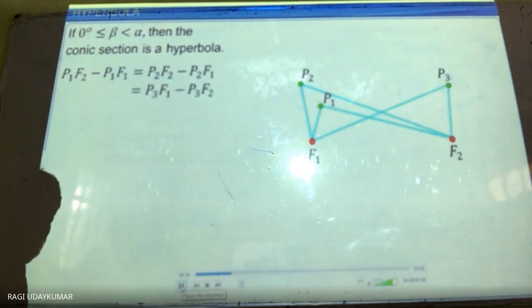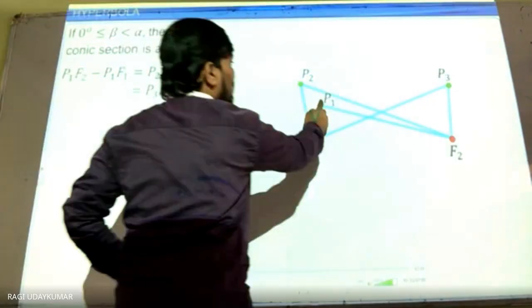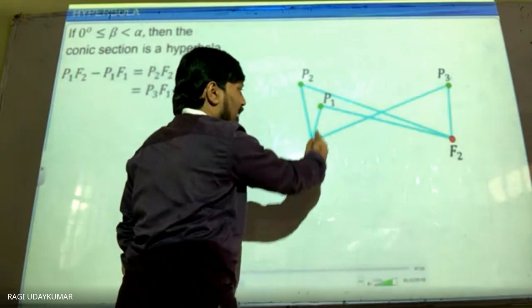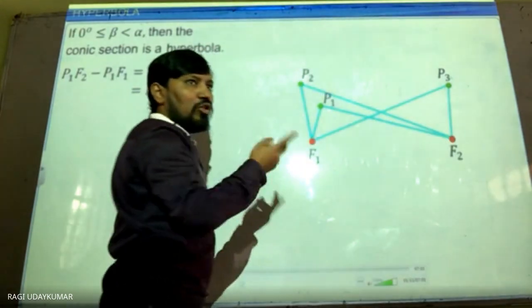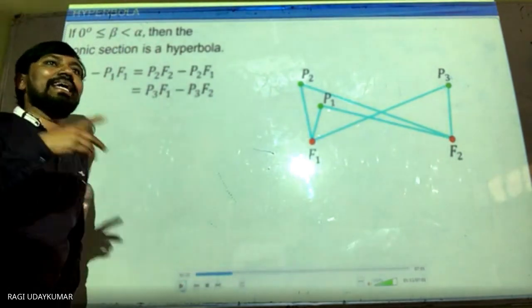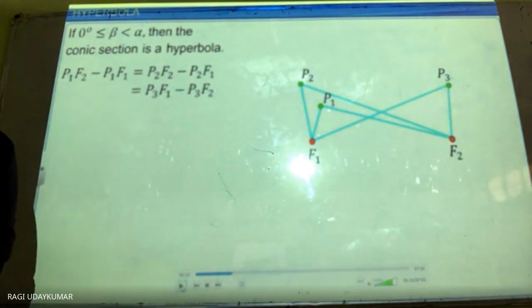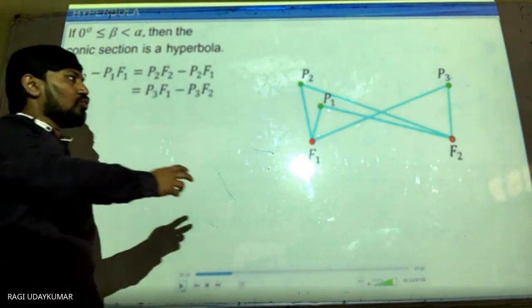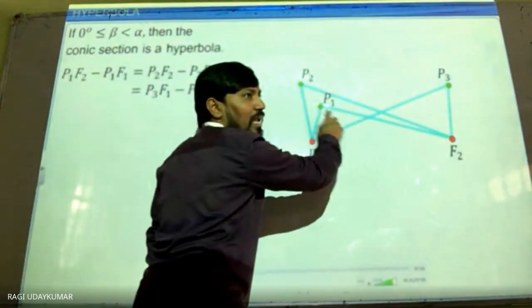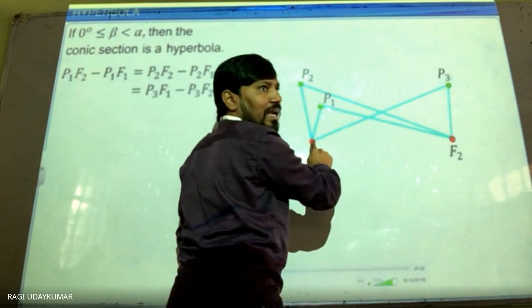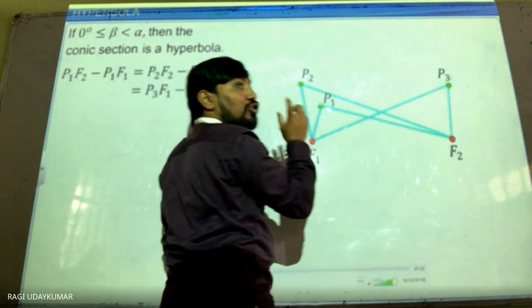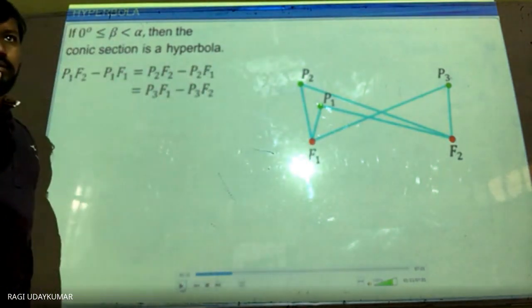Here, what we have to take is the difference. A point here, P1, is one point. P1F1, P1F2, the difference of both. Difference is nothing but greater minus smaller. Greater minus smaller means in these two, which is the greater length, P1, this one is the greater length. This one minus this one should be taken into consideration, and that should be a constant.